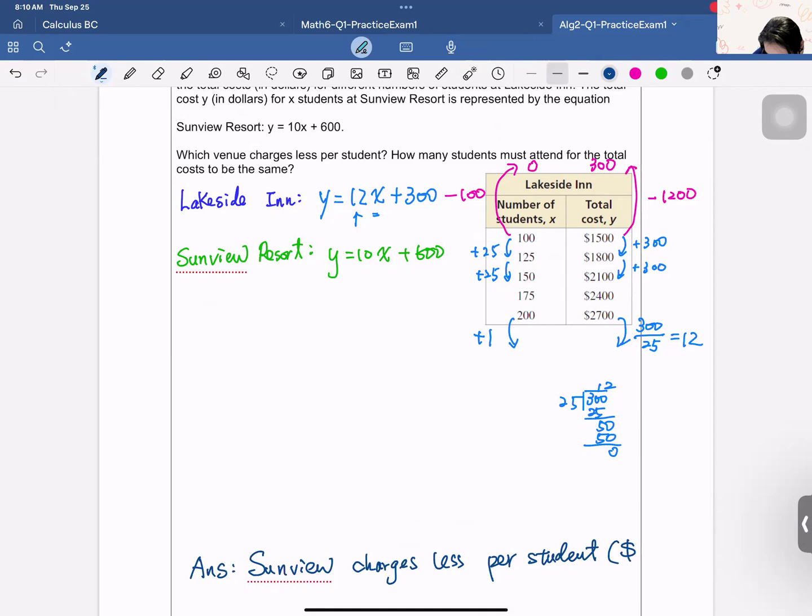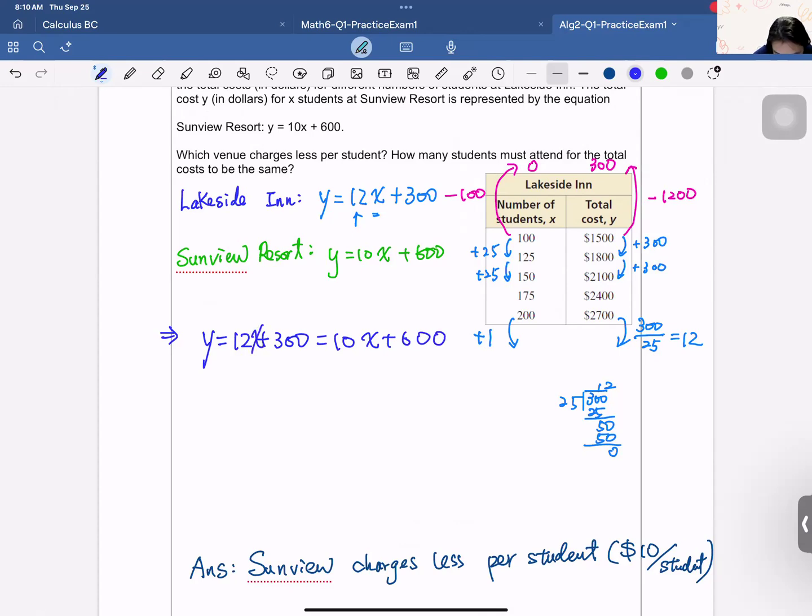And this is $10 per student. Okay, so the second question asks how many students must attend for the total cost to be the same. So the total cost here is y. So to answer the question, how many students for the total cost to be the same, then I solve the equation.